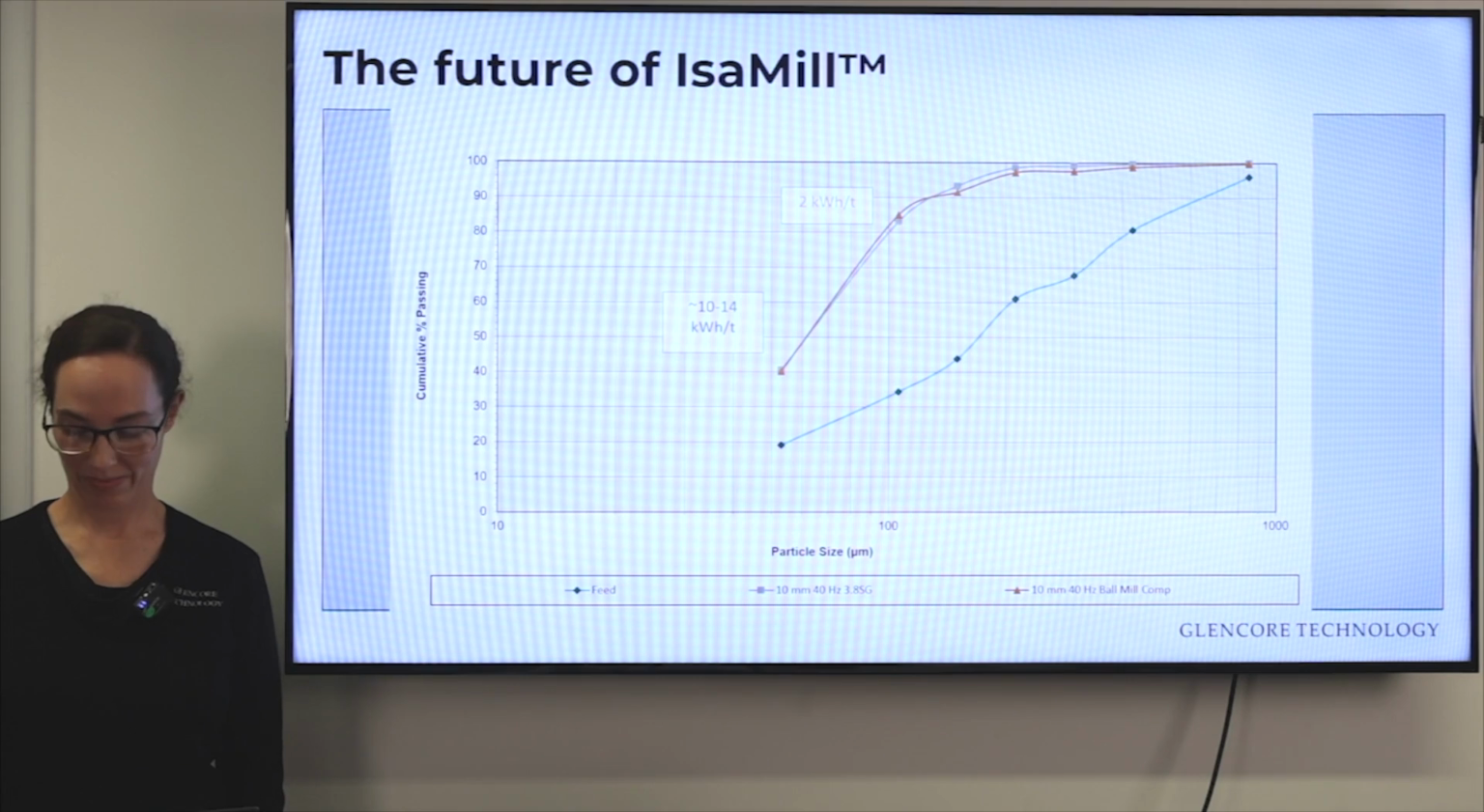Thanks, Kai. IsaMill is incredibly flexible. It'll clearly process fine or coarse feeds and liberate more for you. So let's take a look now at what may come third in your stage-wise implementation, a superior treatment of sulphide feeds using Albion Process. Here is Sarah Dowling. Thanks, Stephen.